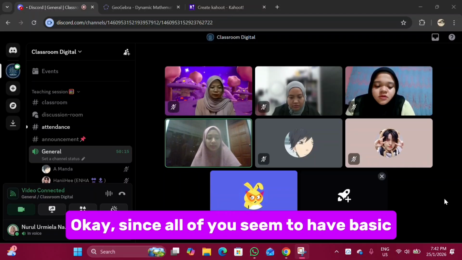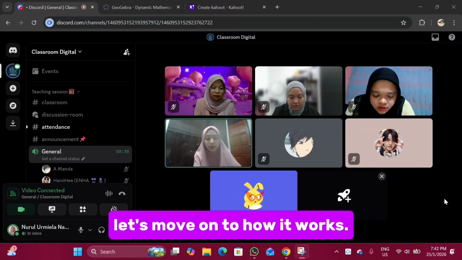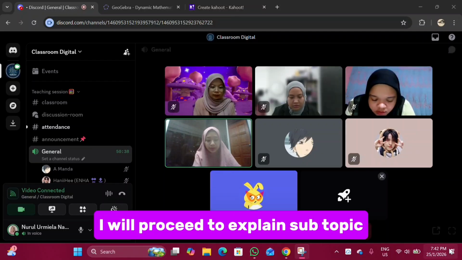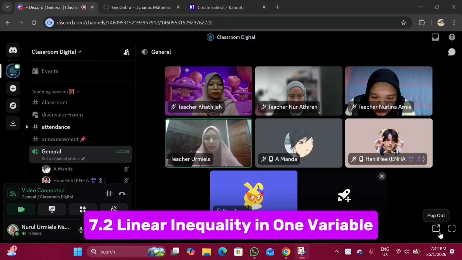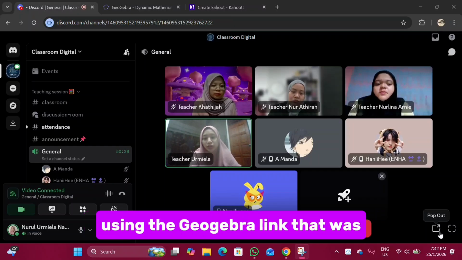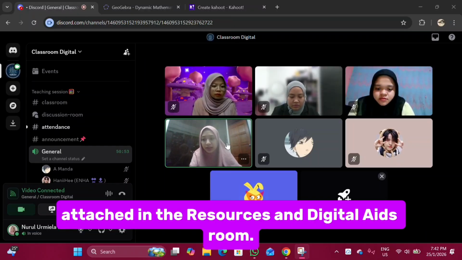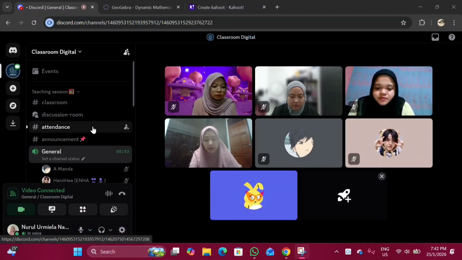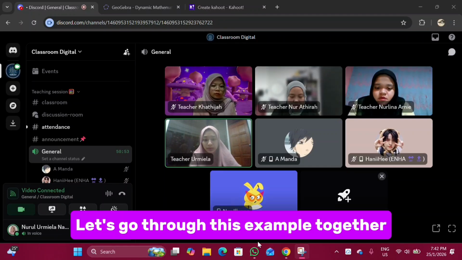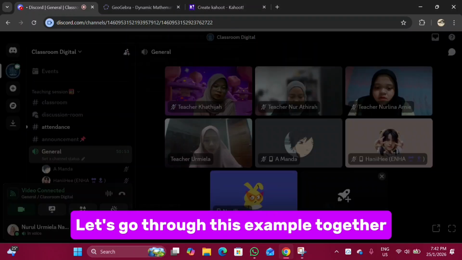Okay, since all of you seem to have basic knowledge about this topic, let's move on to how it works. I will proceed to explain subtopic 7.2, linear inequality in one variable, using the GeoGebra link that was attached in the resources and digital aids room. Let's go through this example together.